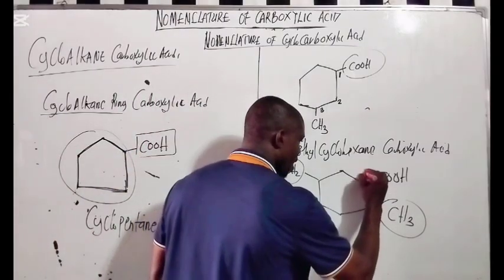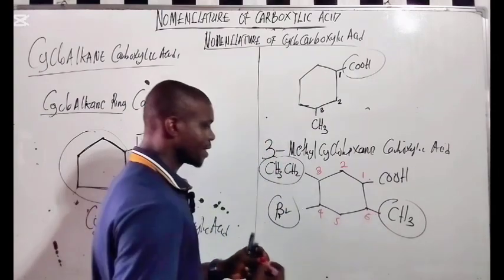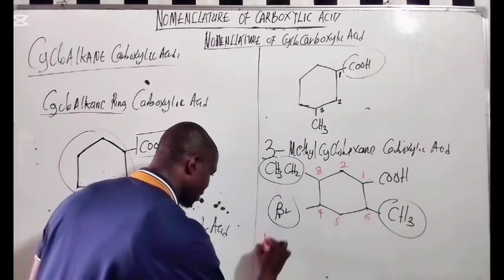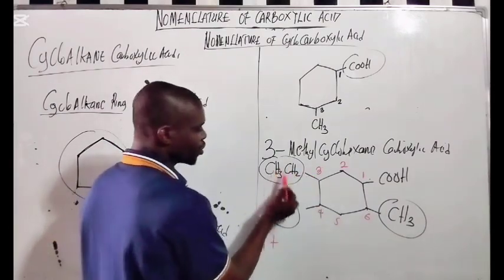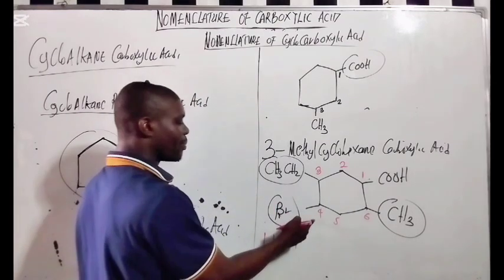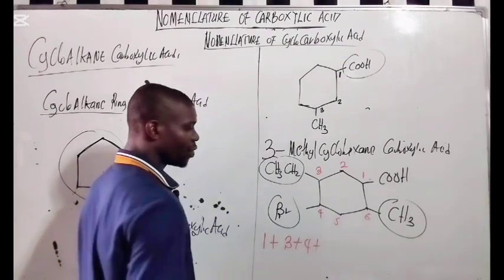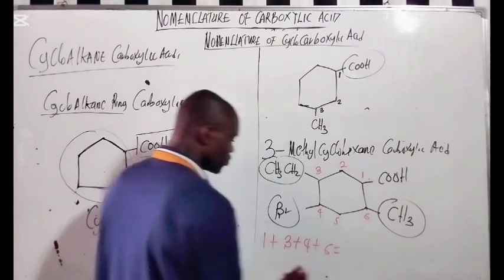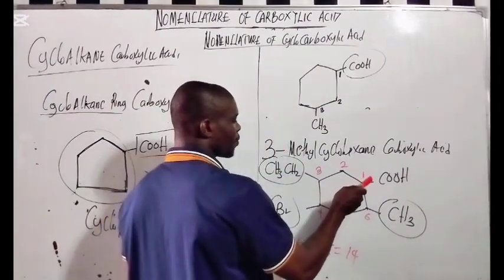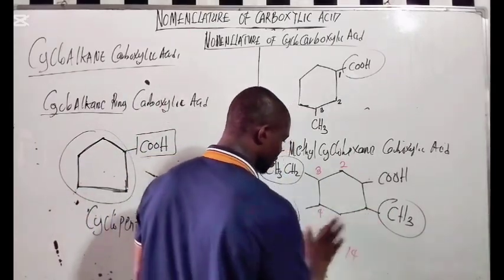So I can start from here 1, 2, 3, 4, 5, and 6. If you check it very well, carbon 1, I have to put it there as carbon 1 plus. Carbon 3, I have a substituent, which is 3 plus. Carbon 4, I have a bromo here, which is 4 plus. Carbon 6, I have a substituent, which is 6. So here is 10, here is 14, so when we start our numbering from this side, I have 14.